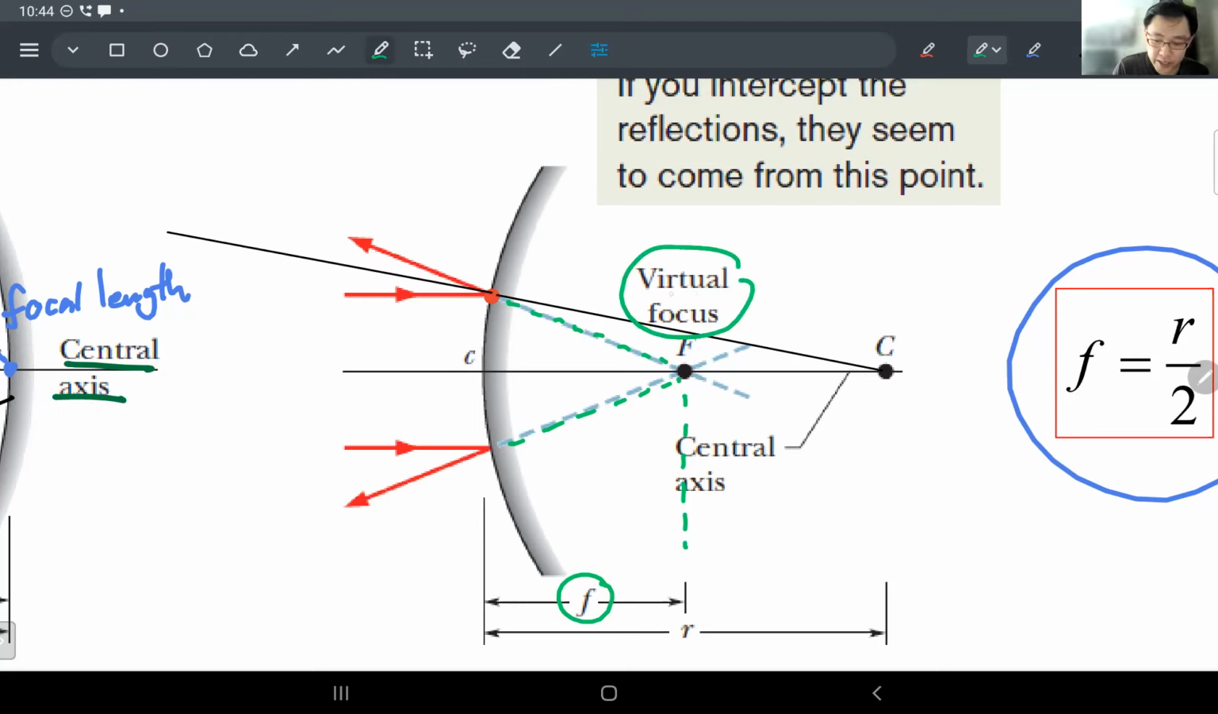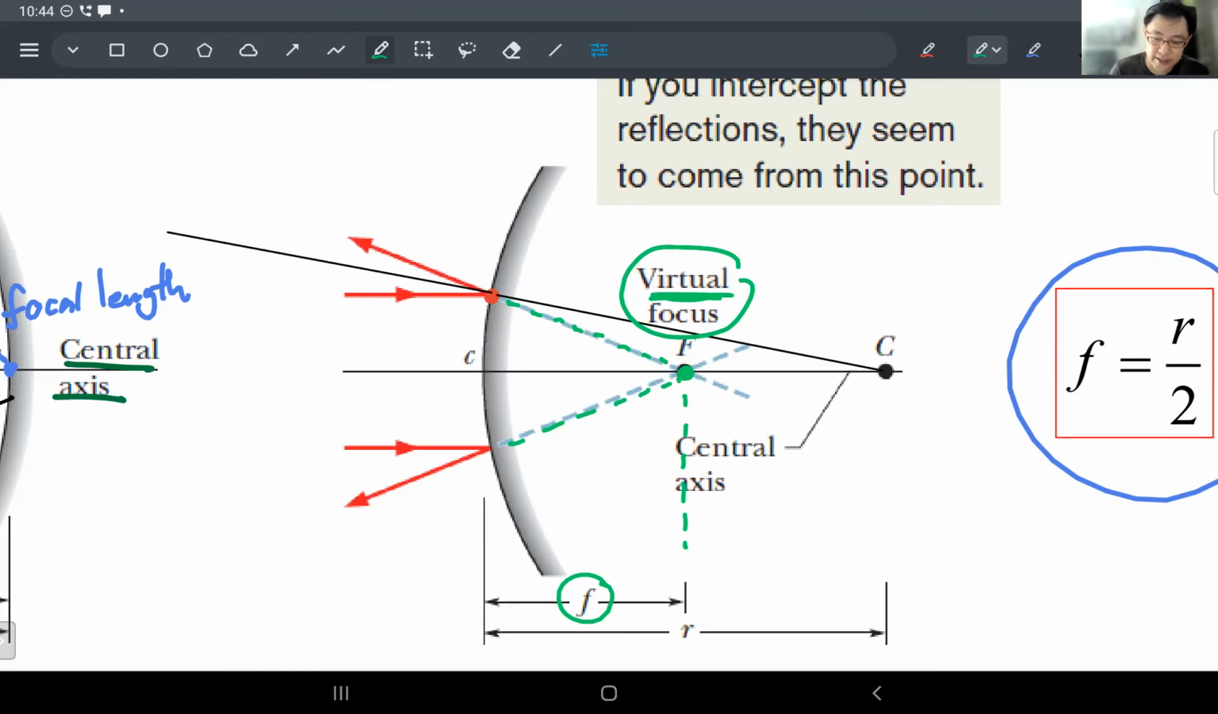So sometimes you can call this one a virtual focus, a virtual focal point. Why? Because the point that you're looking at now is behind the mirror, where the light shouldn't be. The light already got reflected and is diverging. So what you have here is that you get it from extrapolating the rays to this point. You guys with me now? Okay. Extrapolate means you just extend your rays in your imagination.